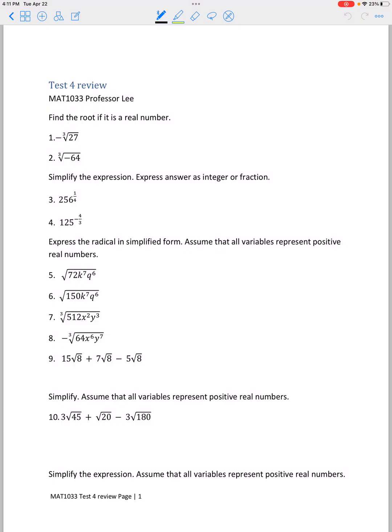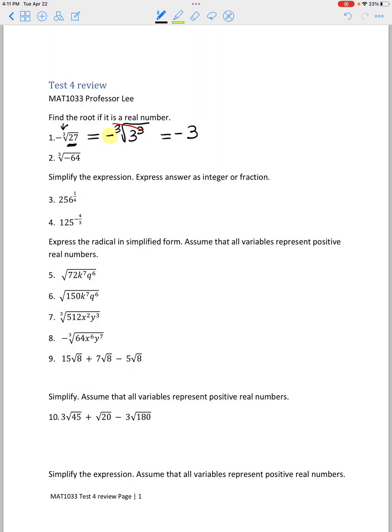Alright, let's do the test review. Number 1: find the root if it's a real number. We've got index 3. First I have to try changing the inside to the same power as the index. Yes, I can do 27 is 3 to the cube, so you can actually cancel. The outside power, we usually keep it. So I got negative 3.